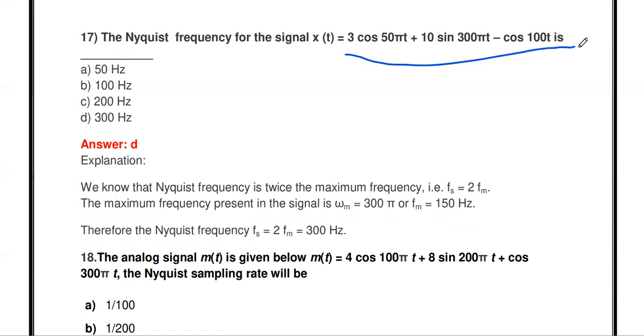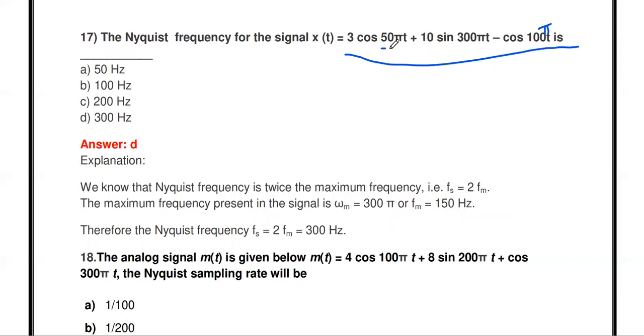Okay, then the next one, the Nyquist frequency of the signal. Here three signals are given. Two signals are in addition, one is in subtraction. So here there is a cosine waveform, a sine waveform, and another cosine waveform. These have different frequencies. Here pi is there. I missed writing pi, so it is pi t. In this, we have to find out the maximum frequency of these three signals.